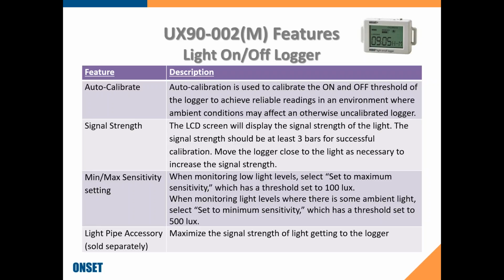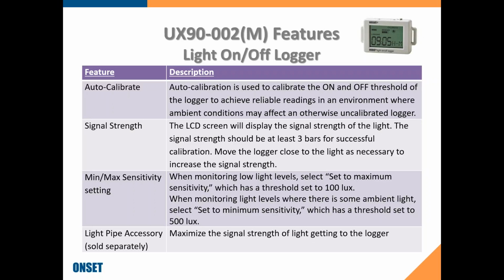So going right down through it, we can talk about the other features. When we're talking about signal strength, the LCD will display the signal strength of the light. The signal strength should be at least 3 bars for successful calibration. And that's the good thing about the LCD screen. You're going to be able to tell if you're in a good spot to track light, specifically with the UX90-002. And it tells you if you need to move the data logger closer.